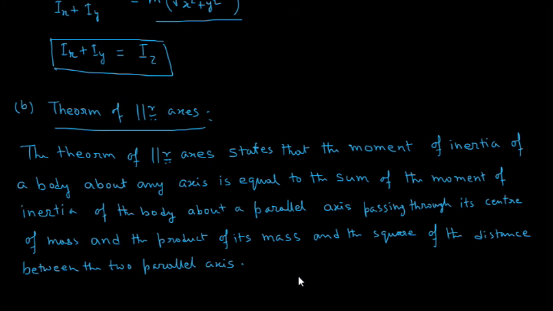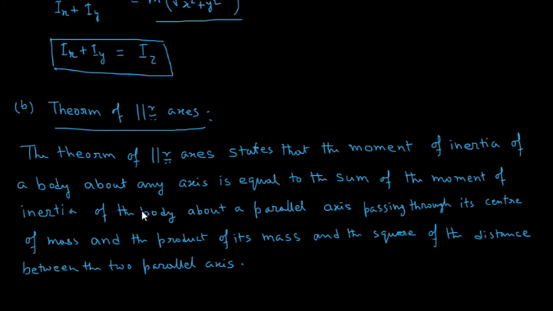Between the two parallel axes. Now let us go through the theorem again and try to understand. The theorem of parallel axes states that the moment of inertia of a body about any axis is equal to the sum of the moment of inertia of the body about the parallel axis passing through its center of mass and the product of its mass and the square of the distance between the two parallel axes.